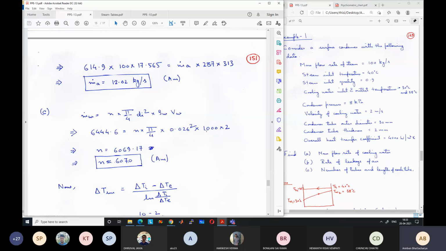into 1000. We are just taking the approximation that water density is 1000. You could have taken it more accurately from the specific volume, but this is sufficient. Into velocity, which is given as 2 meter per second. If it is not given, we can assume 2 meter per second, as I have discussed in the previous class. So with this value, we can find the number of tubes.